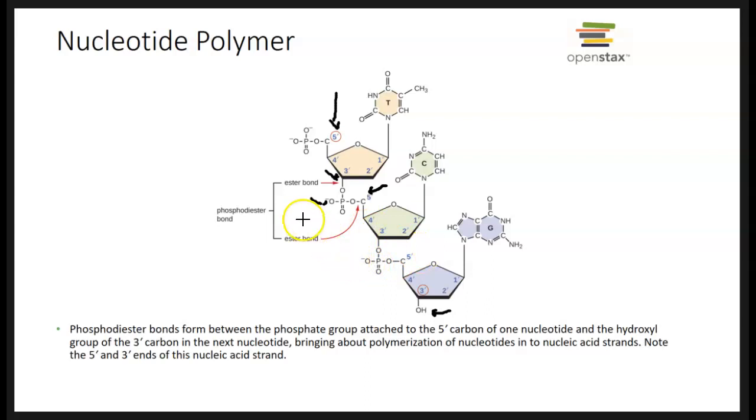Right? So just like chains of amino acids have an N end and a C end, the chains of nucleic acids have an end that has a phosphate group on one end and an end that has a hydroxyl group on the other end. This is what we call the 5' end and the 3' end. And it's important to recognize that the 5' end and the 3' end are chemically distinct.